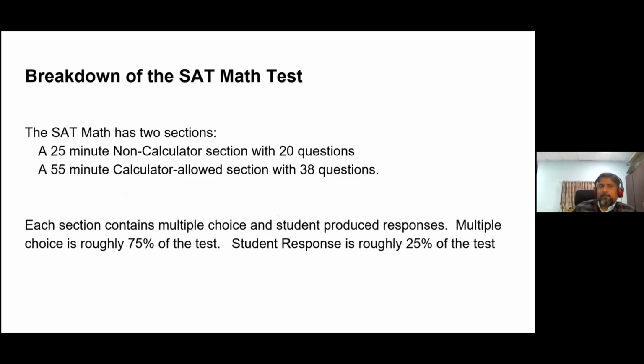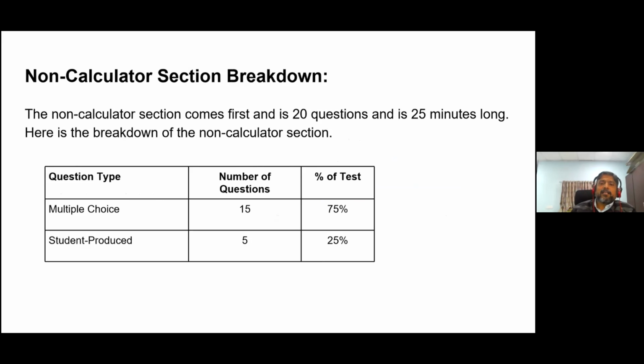We've already talked about the type of questions and the time allocated here. I'll get into a little bit more detail now. The 20 questions that you have in section 3: for those 20 questions, we have 15 multiple choice. So 75% are multiple choice, and 5 are student produced, or the grid-ins, as I discussed.